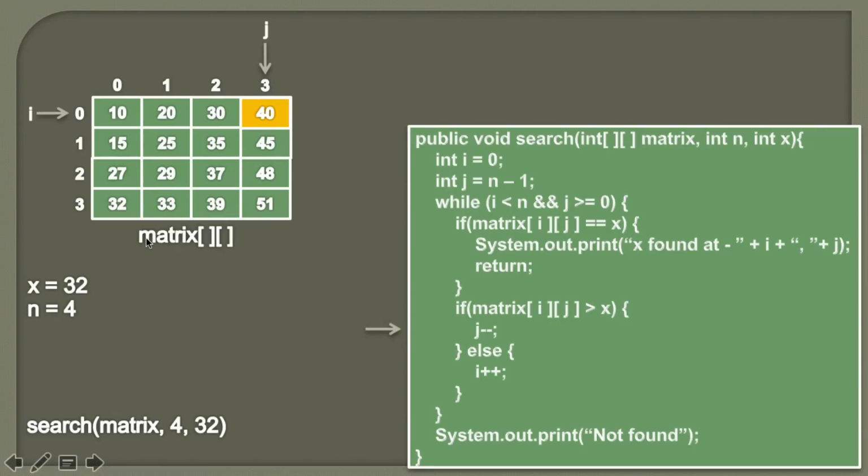So friends, as this matrix is sorted row wise and column wise, when we compare 40 with 32, we know that 40 is greater than 32. Therefore we also know that 32 must be lying one step left to 40. So we are simply decrementing the value of j. So it would become something like this. The value of j becomes 2. Moving ahead.